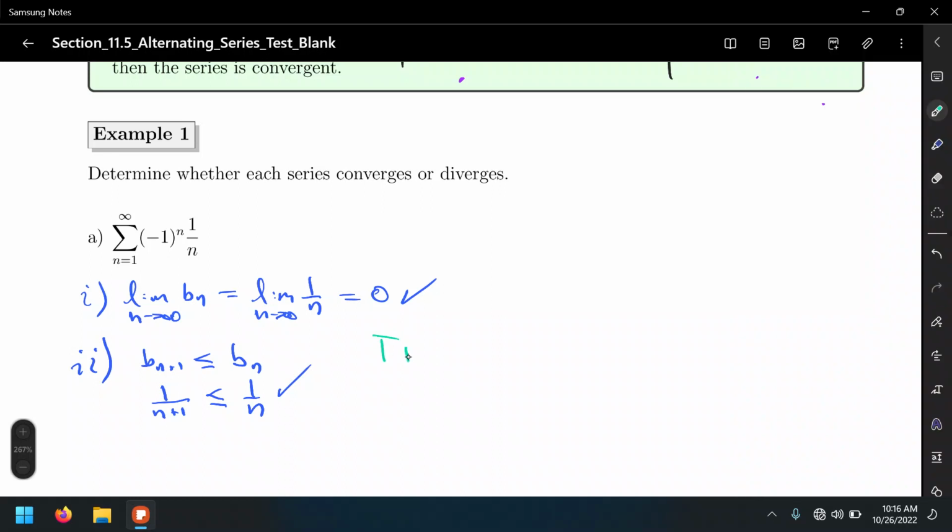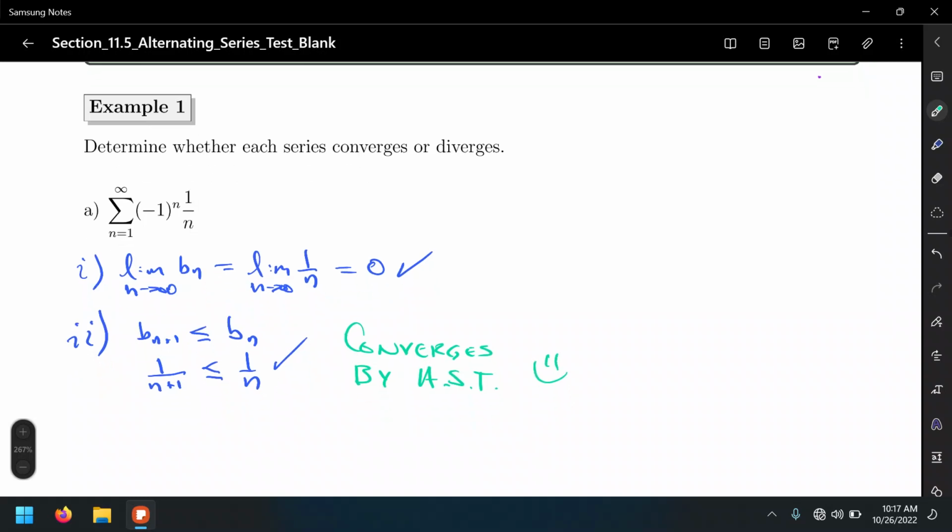So the series converges by the alternating series test. I'm going to call it AST for short. All right, so it converges because it satisfies both conditions.